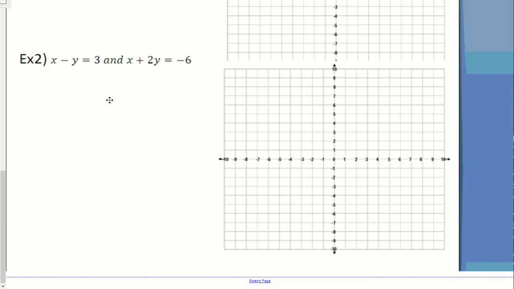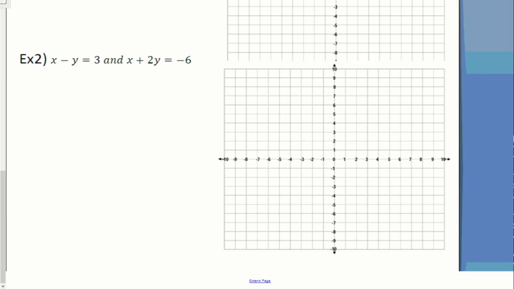Okay, I'm going to go ahead and do the second example now. In this case, you have two options. You can rewrite this in y equals mx plus b, or you can use the standard form cover-up method to solve these. In this case, I'm going to use the cover-up method. So let me remind you how to do the cover-up method.